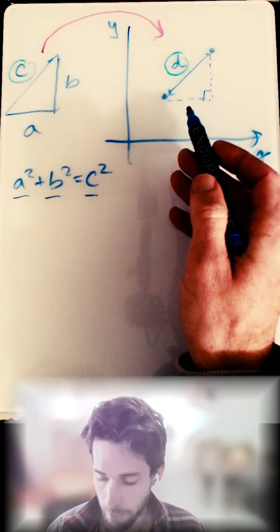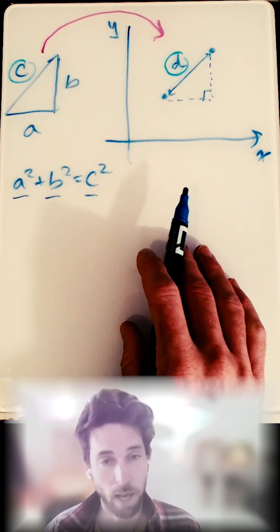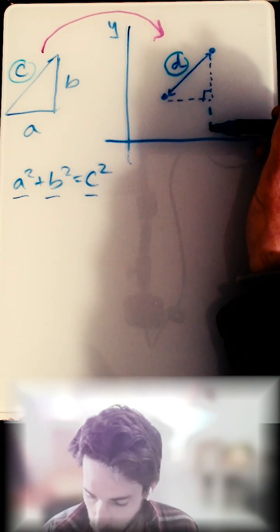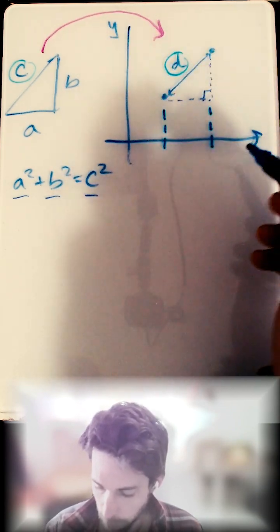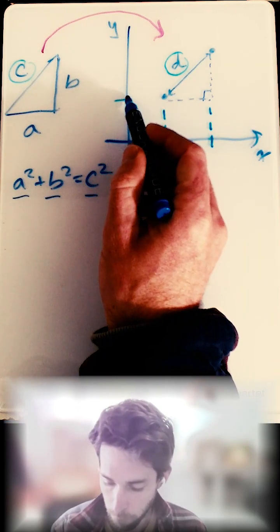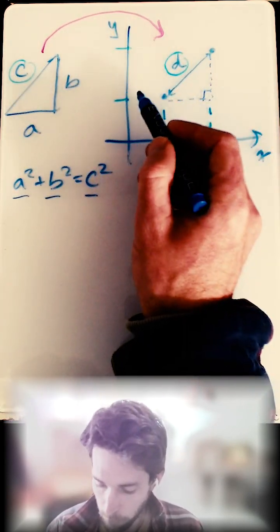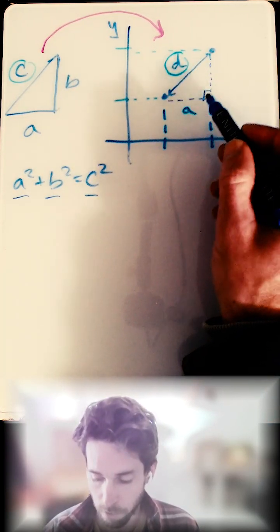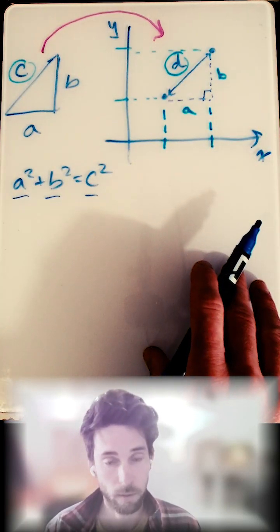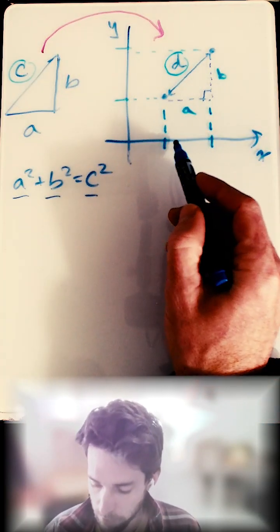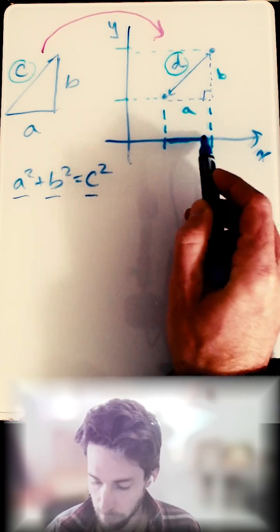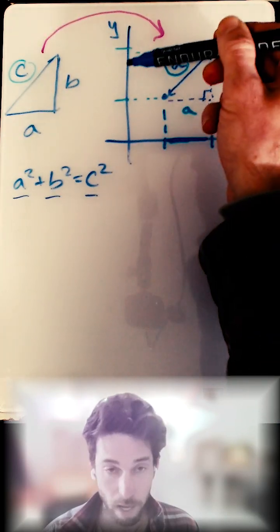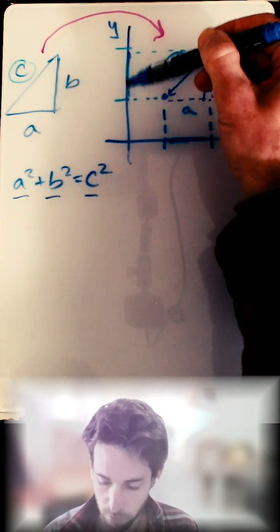So how are we going to describe a? What is the length of a? The easiest way to do it is extend your lines down to your axes. So what does a become if this is a and this is b? Well, a is this distance on your x-axis, and b is the other side of this imaginary rectangle, this distance.